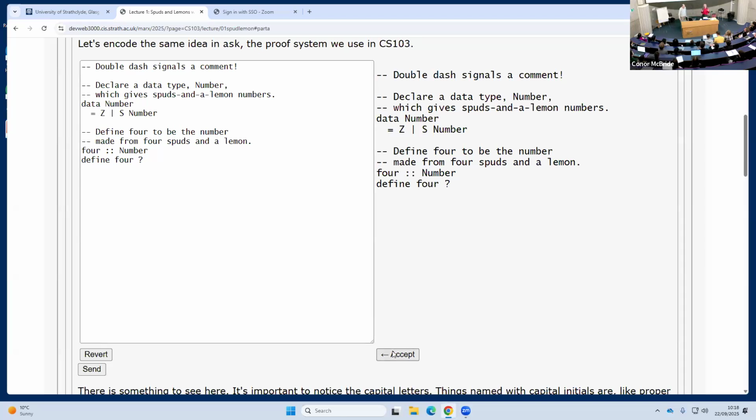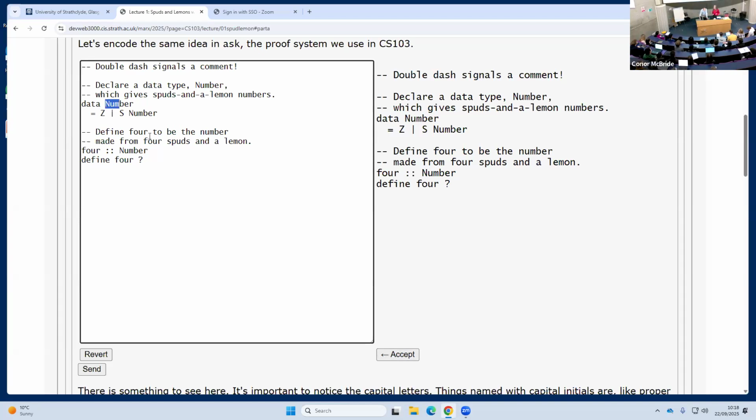Okay, so we need to learn to read. I know that you've never seen this before in your life, so you need to make sense of it, and that doesn't happen automatically. So, reading ask, step 1. Capital versus lowercase letters are really important.